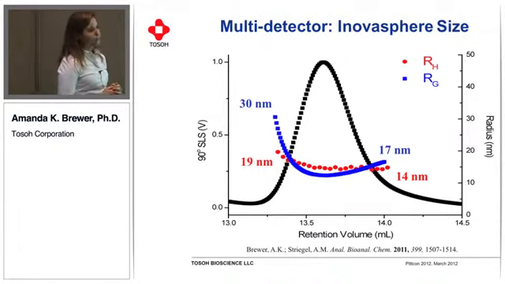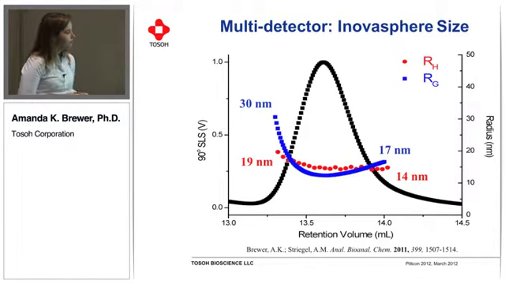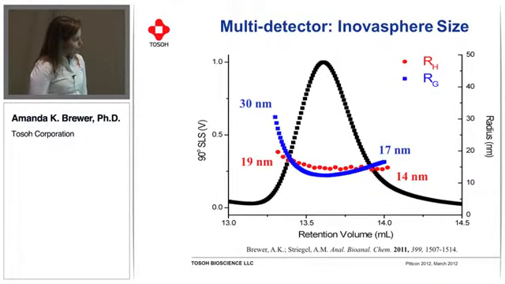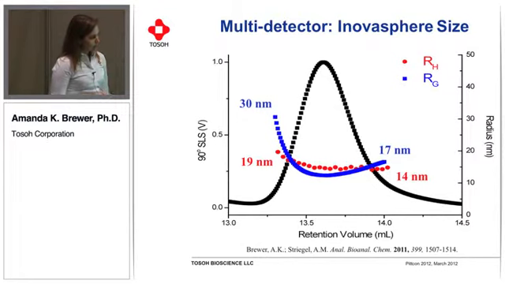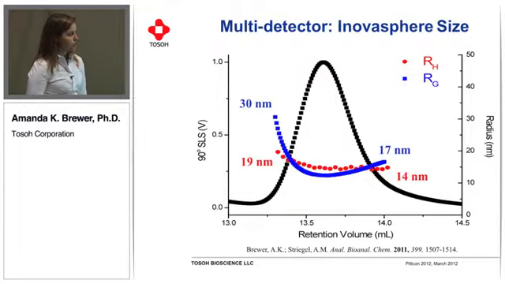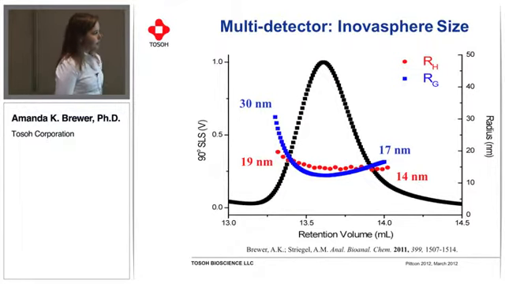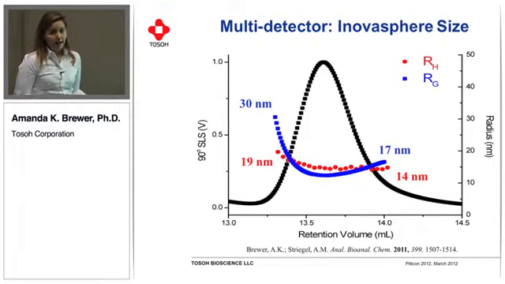So here are those radii plotted as a function of retention volume. On the x-axis, we have the retention volume. On the first y-axis is the 90-degree light scattering signal, which is the actual chromatogram. Again, we could plot any of the detectors, but I just chose to plot the light scattering detector. And over here we have the radius, the radius of gyration in blue and the hydrodynamic radius in red. You can see here we're eluting based on size, so the larger portion of our analyte should elute prior to the smaller ones.